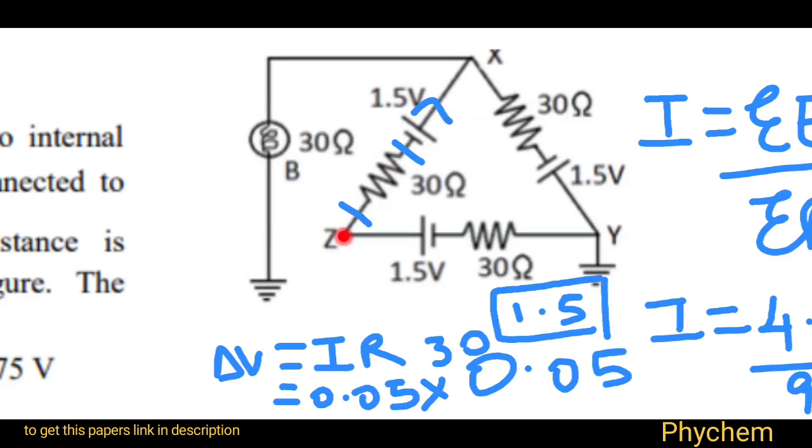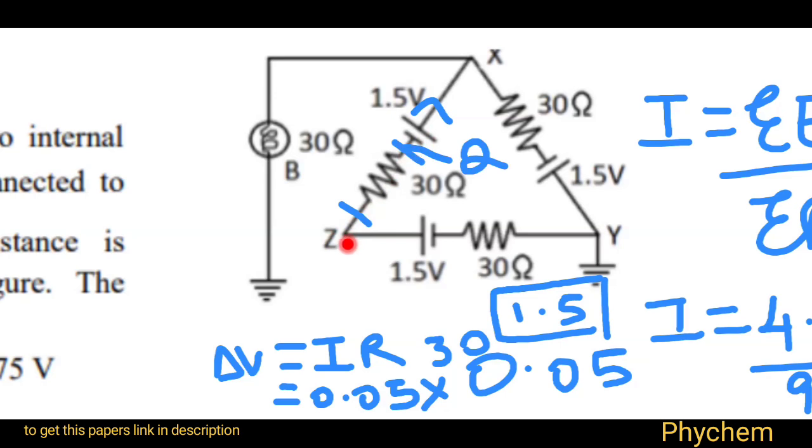The current is passing in this direction, which means the potential at Z will be higher than this point, because the current always passes from higher potential to lower potential. I am naming this point Q. According to the direction of current, you can conclude that the voltage at Q is lower than Z. So definitely the answer should be 0.